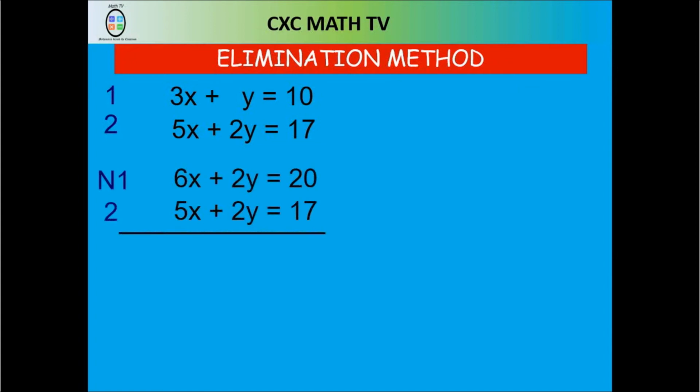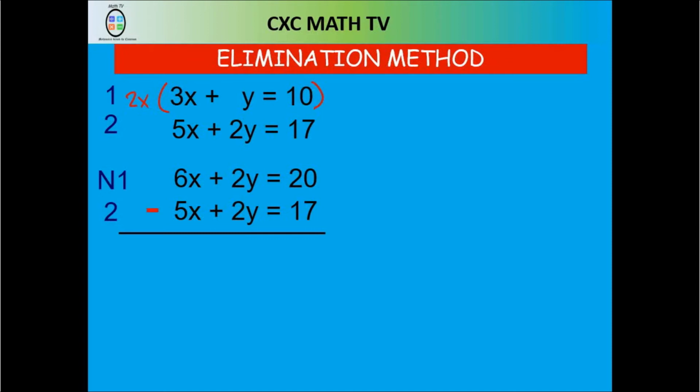And so the new equation 1, you see that n1 that pops up? That's our new equation 1. It derived from multiplying the first equation by 2. So remember, the 2 times the 3 would give us our 6x. The 2 times y gives us our 2y, and 2 times 10 gives us 20. Then we'll write back down our equation 2. Now in this case, we have the same number of y's. So now we can eliminate y.